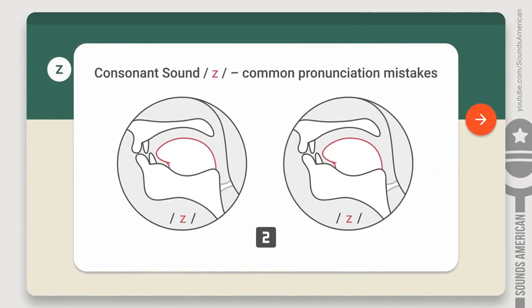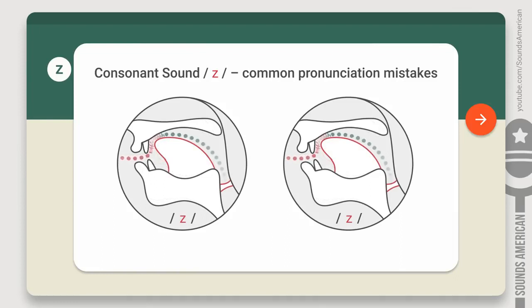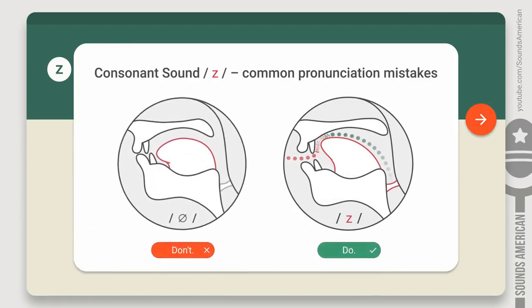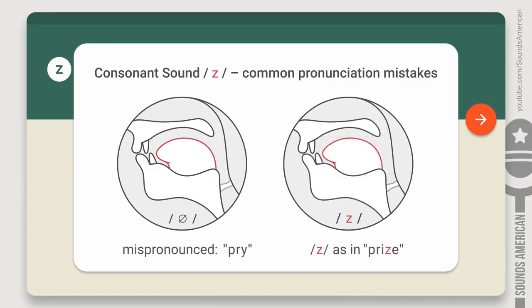Number 2. Another typical problem is that the Z is distorted or dropped at the end of words. In some languages, words don't end with fricative sounds, but if you drop them in English, you'll be misunderstood. Compare. Pry, prize. Ray, raise.